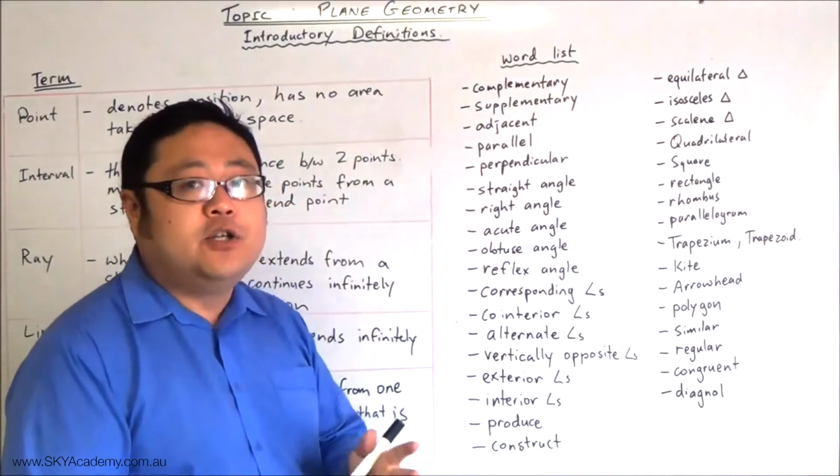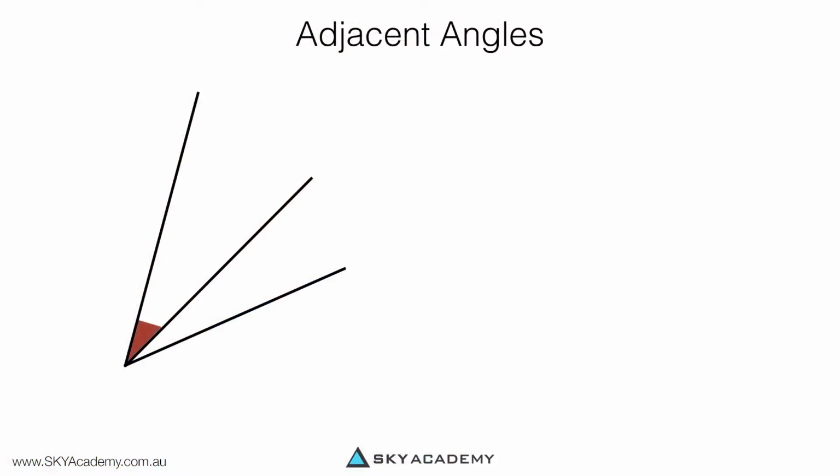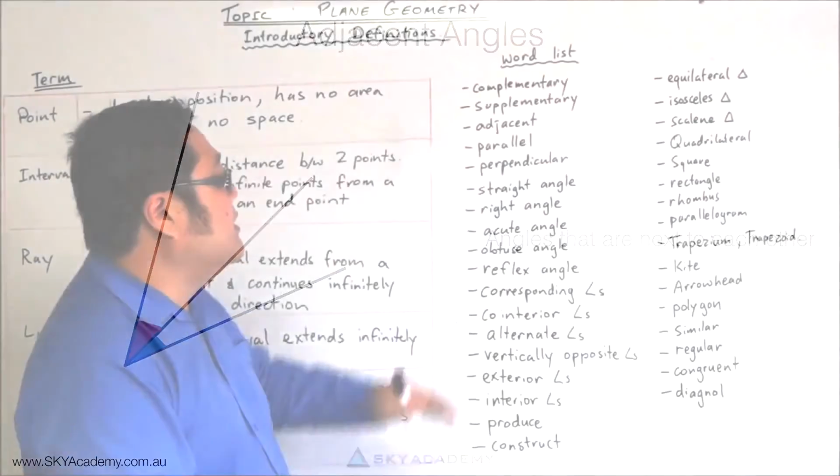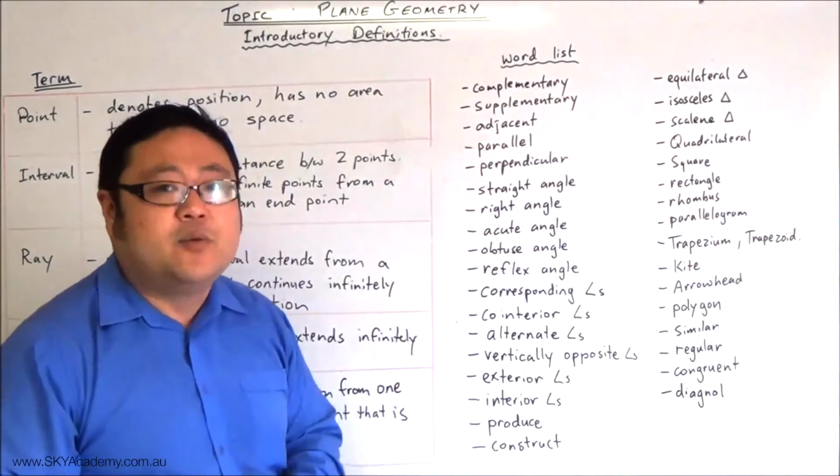Adjacent angles are two angles that sit side by side to each other and share the same point and a common arm, and sit on either side of that common arm. So two angles are adjacent if they're next to each other.